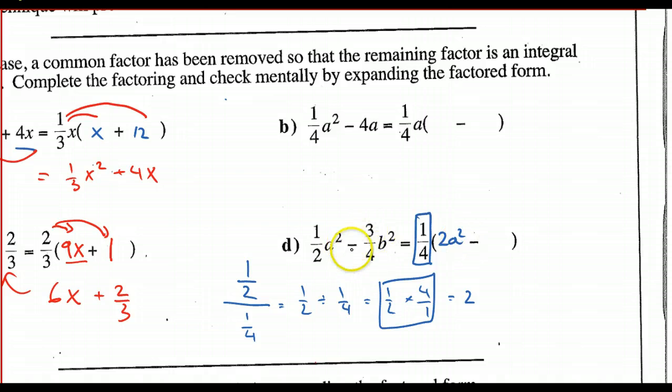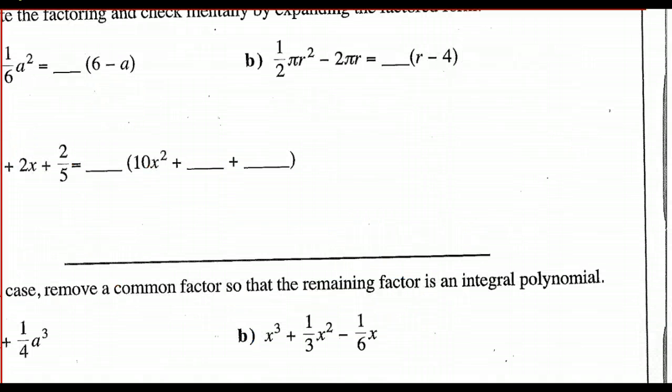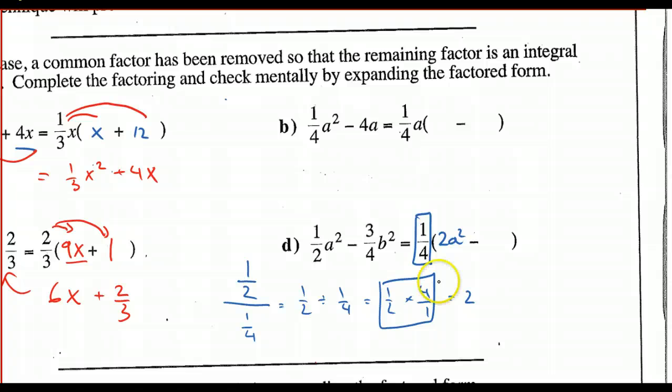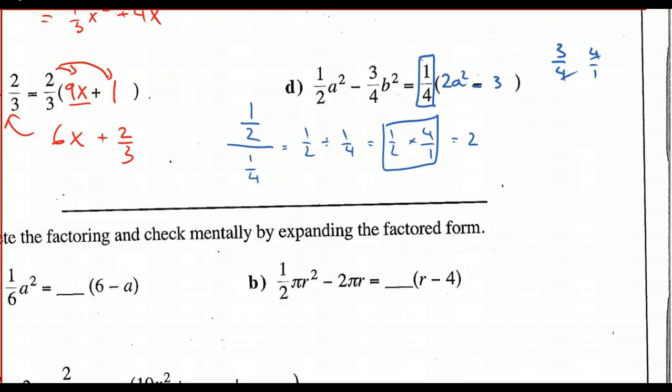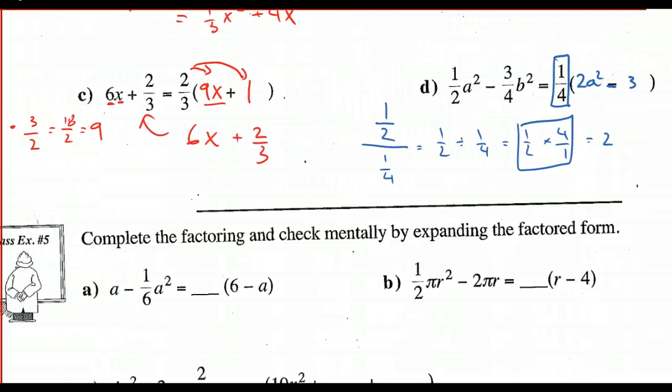And then I'm going to do the same thing with the negative 3/4 here. So 3/4, and I got the negative already, so I'm going to keep it there, times 4/1, and that's just going to become a 3 over here. Okay, let's check out a few more problems down here.